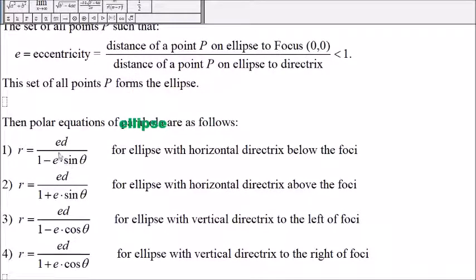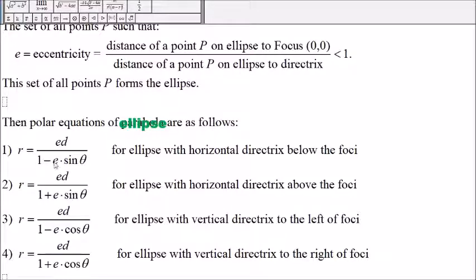And just like the parabola, these equations also generate the ellipse, and it depends on the eccentricity here. For the parabola, the eccentricity is 1. So this number, eccentricity, if it's between 0 and 1, then we will get an ellipse.